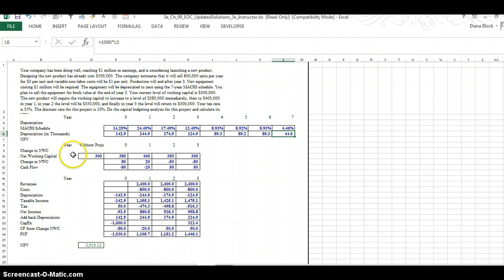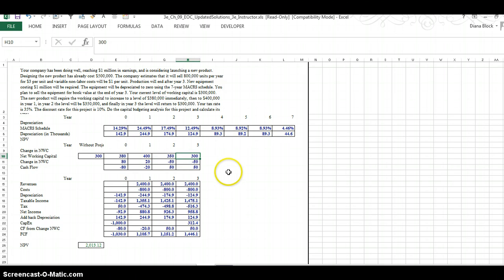The next thing I want you to look at is changes in net working capital. Now, they tell us in the problem how much the net working capital is currently without this new project. So you might go ahead and put that down just so you have it. The net working capital without the project is going to be given to you. Then it's going to tell you in the problem what the net working capital is going to go up to for each of the 3 years of the project as well as year 0.